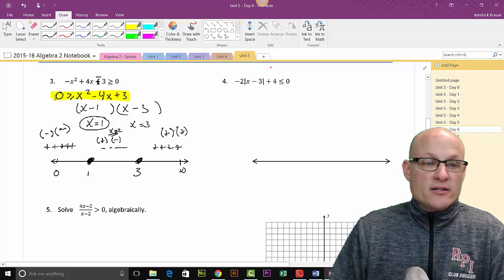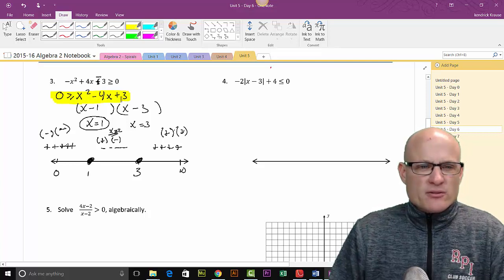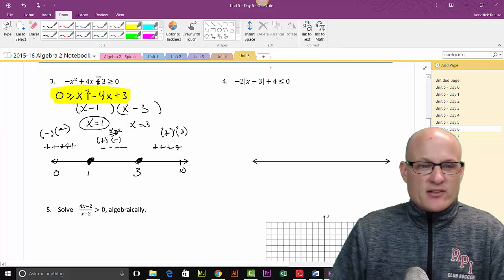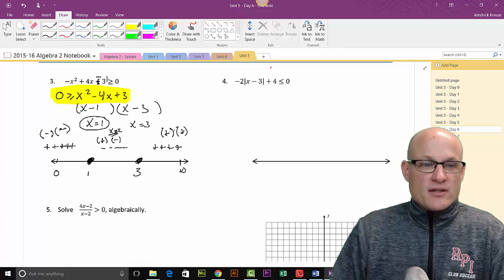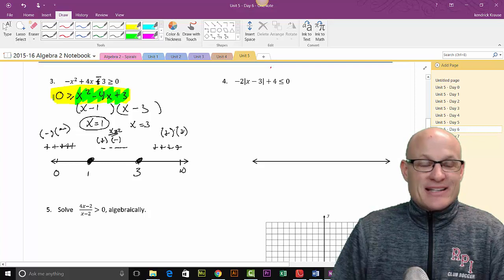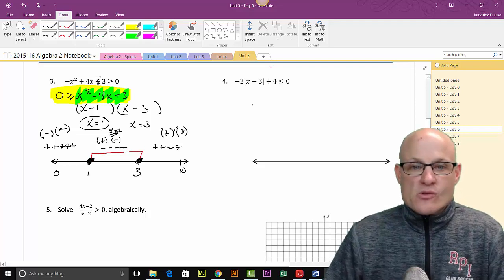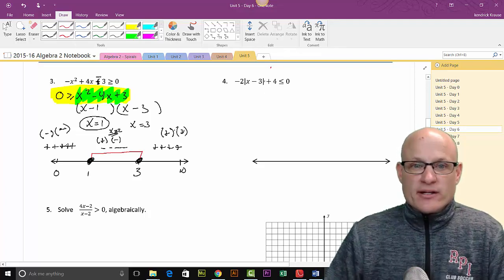Now, this is hard to read, though. But do you see this? This says this side over here is less than 0. Less than 0 means negative, which means I need to connect the dots. All right, isolate the weird thing. Get the weird thing alone.